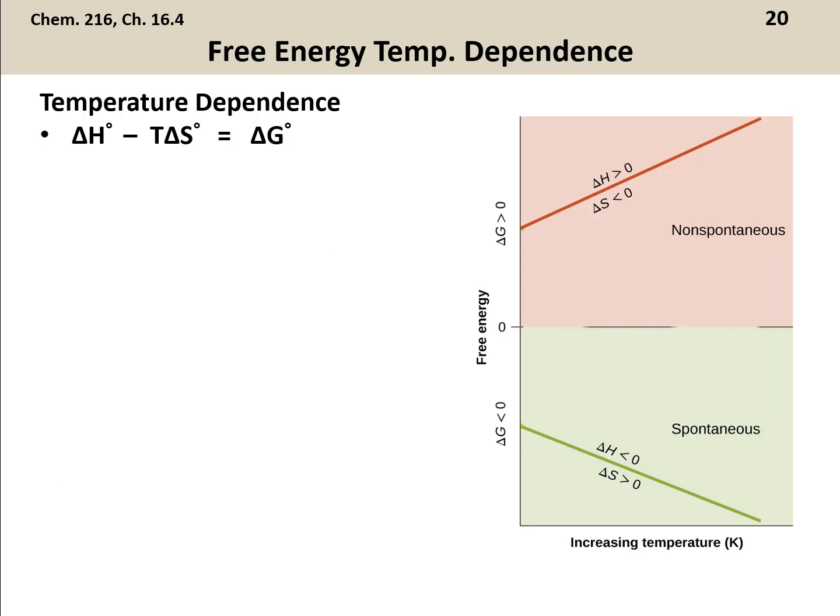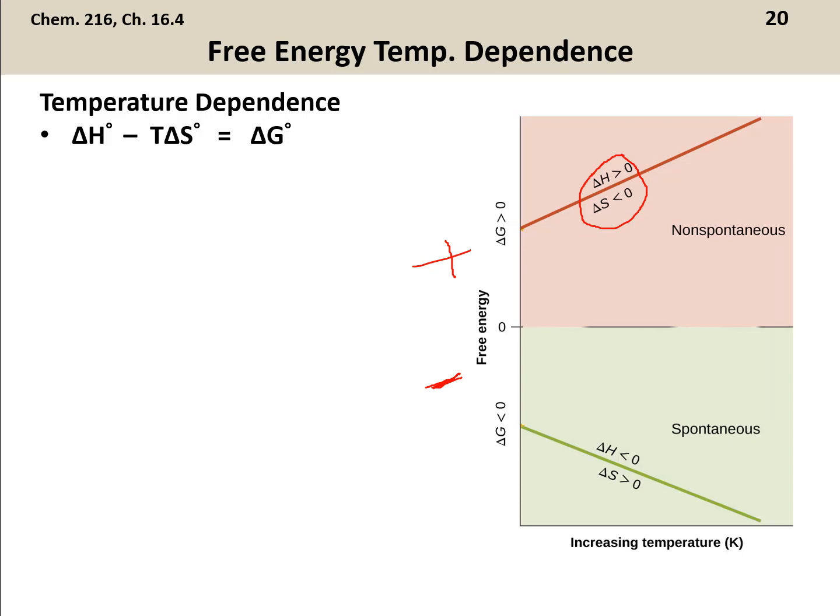Okay, so let's look at this temperature dependence in one way. Remember I said that if I have delta H that's positive and delta S that's negative, it's always going to be non-spontaneous. That means as I increase temperature, my delta G just becomes more and more positive. So it's never negative. So these are positive delta G's. These are negative delta G's.